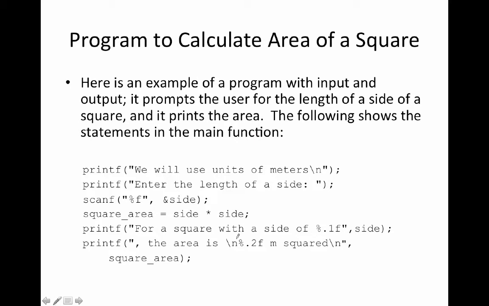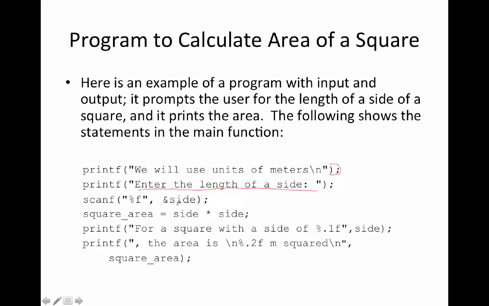So here's an example of what we would have in the main function of a program that has input and output. It's going to prompt the user for the length of a side of a square, and then it's going to print the area. So this shows the statements that would be in the body of the main function. First of all, we're going to print an instruction that says we will use units of meters. Then we're going to have a printf that prints a prompt, "enter the length of a side".